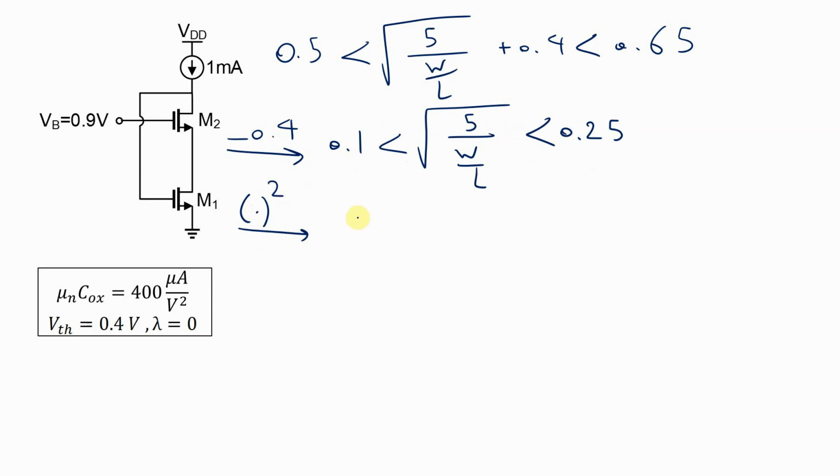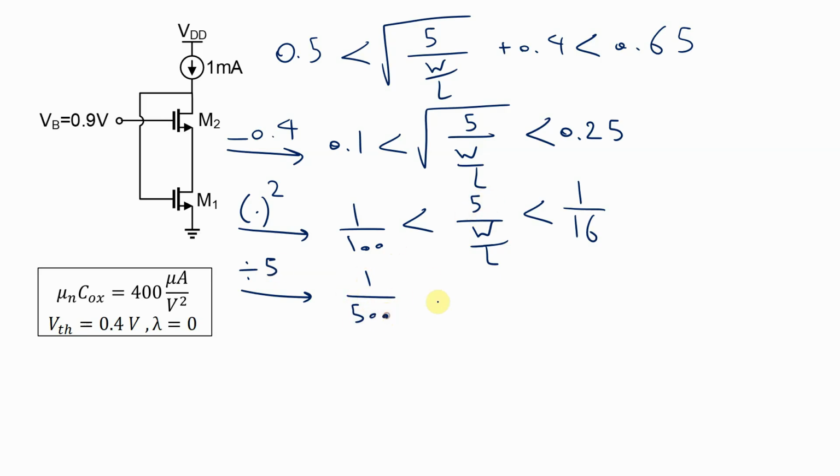So here it becomes 1 divided by 100. This is 5 divided by W over L, and this is 1 divided by 4 to the power of 2, which is 1 divided by 16. Now division by 5 to get rid of this 5 in here. We have 1 divided by 500 less than 1 divided by W over L less than 1 divided by 16 times 5, which is 80.